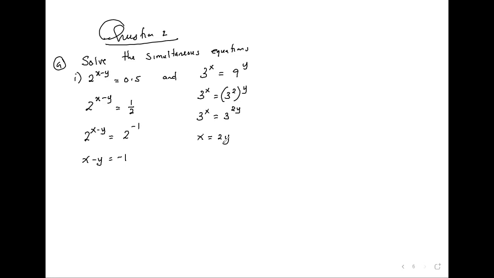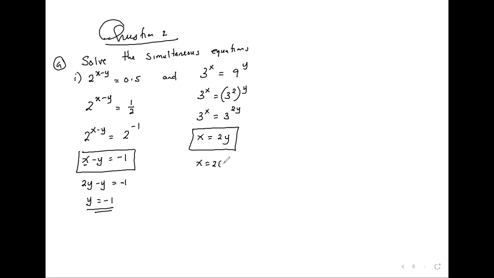So now I have these two equations. This one and this one. x is 2y. So you bring it here and say 2y minus y is negative 1. So y is equal to negative 1. Then substitute x is 2 times negative 1. So x is negative 2.